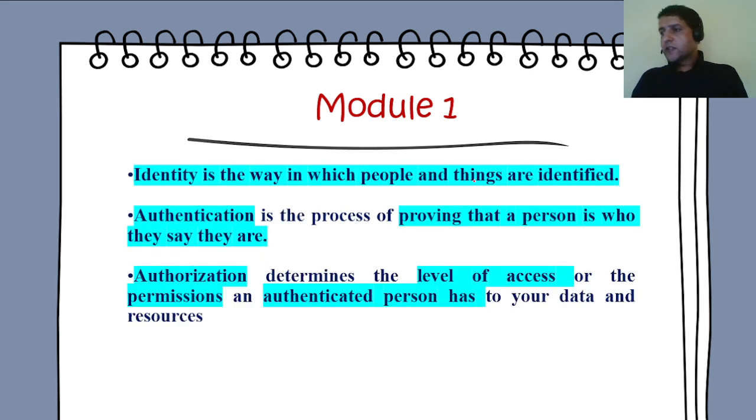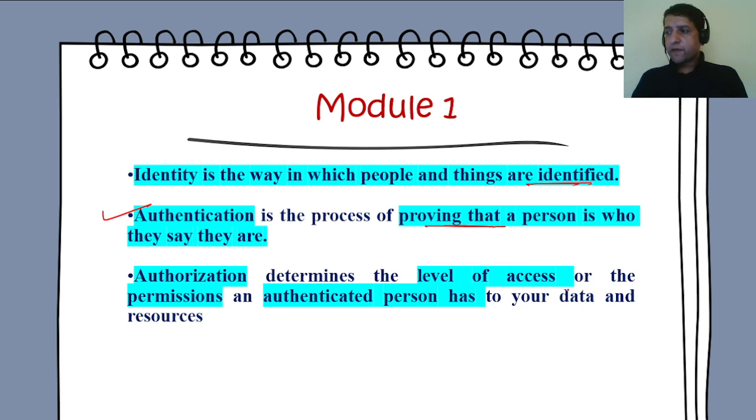Identity is the way in which people and things are identified, right? We say someone's identity. Authentication is the process of proving that a person is who they say they are. That's a technical definition. And you will see a question where they ask what is the term where you verify that a person is who they say they are. That process is what we call authentication.